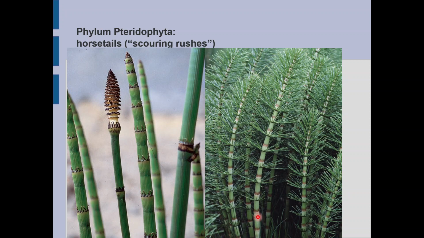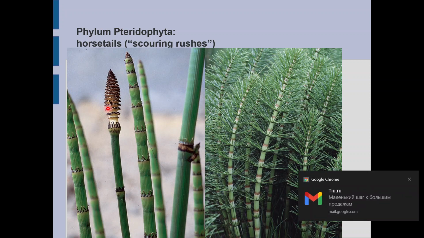Horsetails are named because some of the stems represent the horse tail of the horse, so the bushy one. And in the past, the horsetails were called scouring rushes because they were used to scrub the bottles and pots.